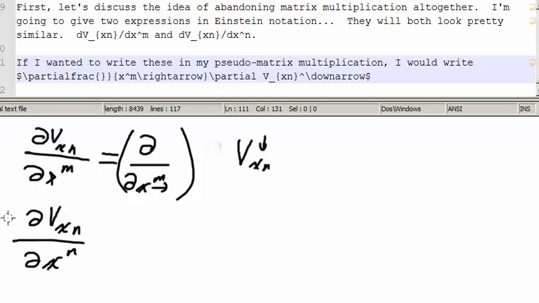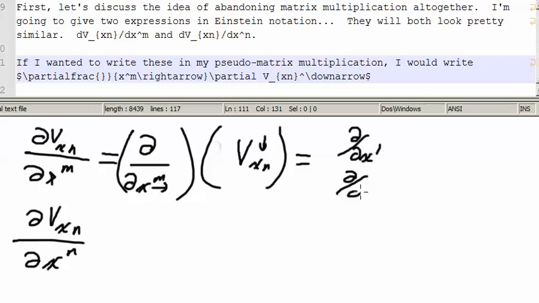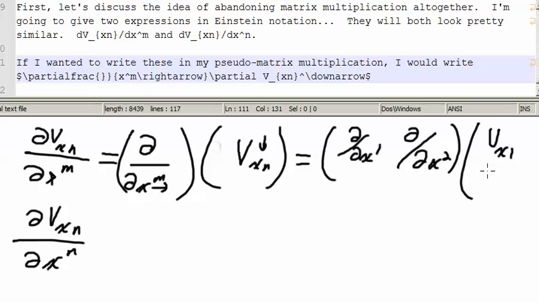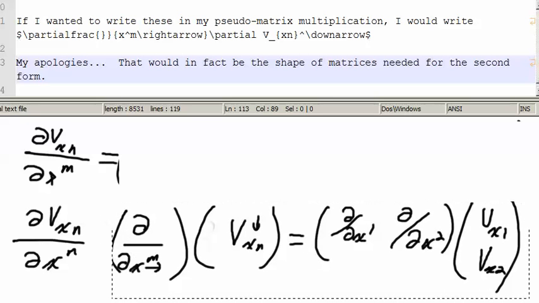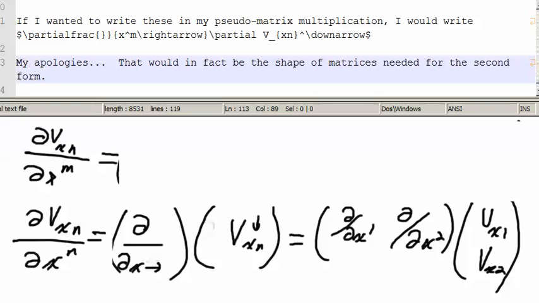No delta there. So in matrix notation, that would be del x1, del x2 times v sub, I did it wrong. Got to follow those arrows. This one goes to the right. Del x2 times v sub x1, v sub x2. My apologies. That would actually need to be the shape of matrices needed for this form, where this would be n, and that would be n.